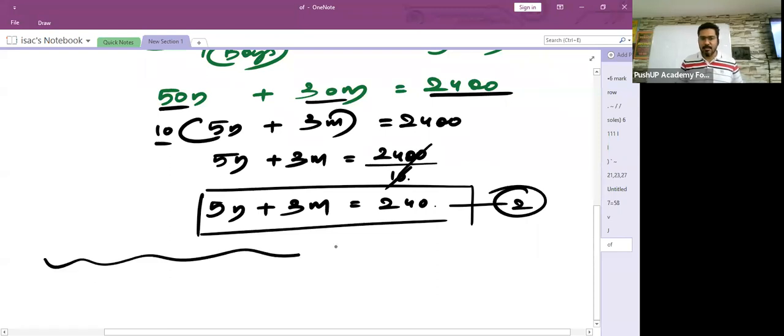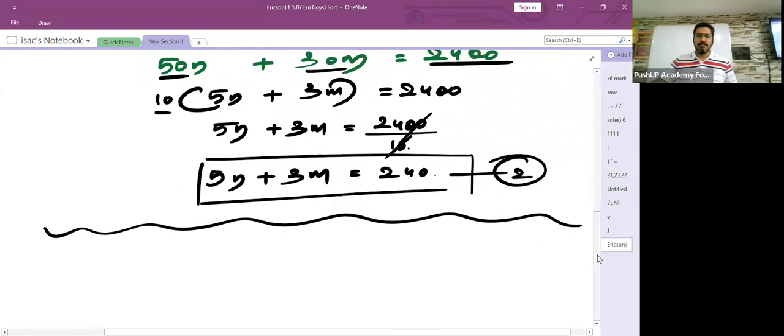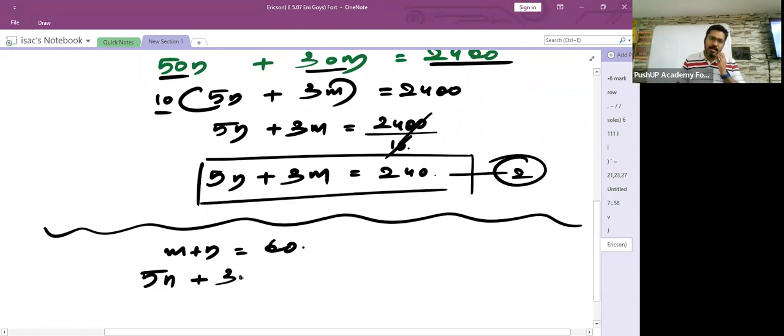I'll do one thing, I'll just write both the equations one after the other. The first equation is what? m plus n is equal to 60. The second equation is what? 5n plus 3m is equal to 240.